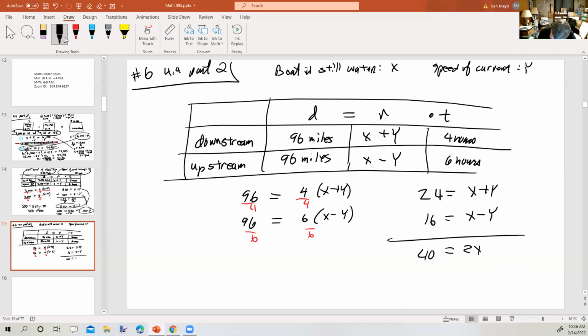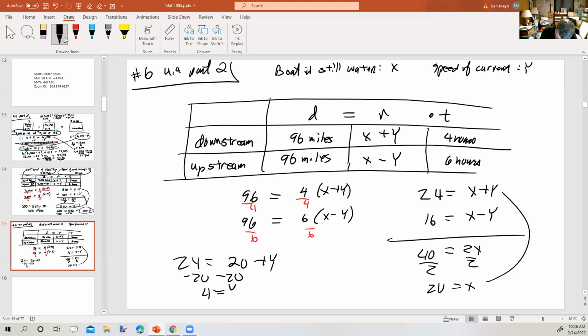40 equals 2x. So x equals 20. Plugging that in there, 24 equals 20 plus y. Subtracting 20 from both sides, y equals 4. And then, checking it in the other equation, 16 equals 20 minus 4. So it checks.